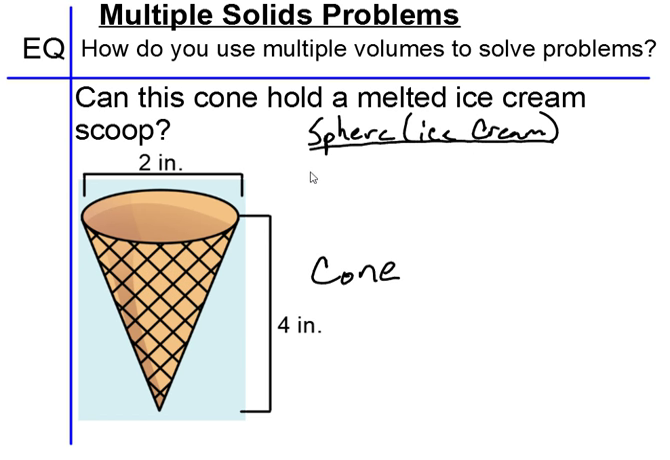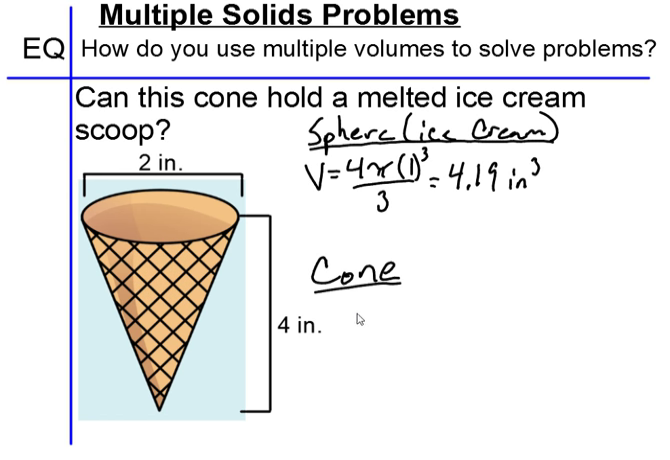We do that by using the volume of a sphere formula, which is 4 times pi r cubed divided by 3. In this problem, our r is 1. So 1 cubed is 1. So 4 times pi times 1, all divided by 3, comes out to approximately 4.19 inches cubed. Let's find the volume of the cone.